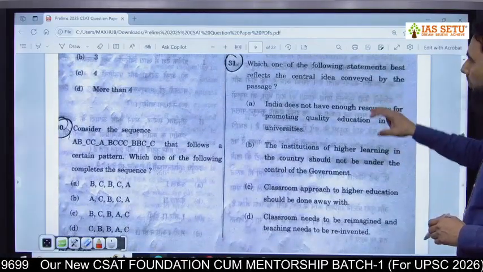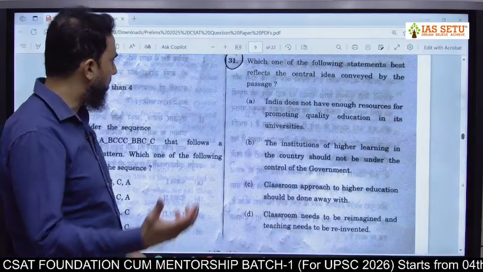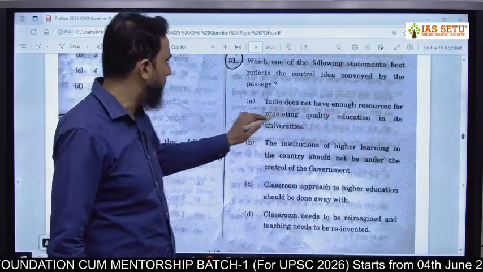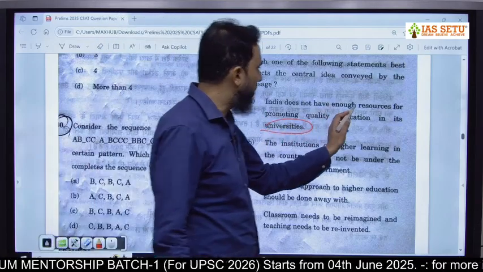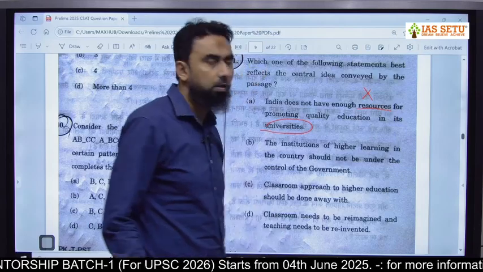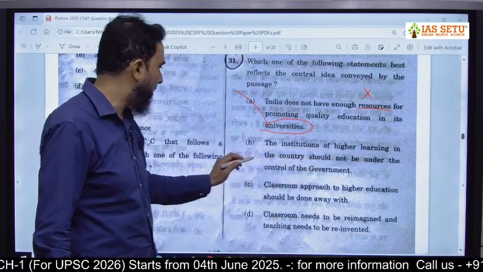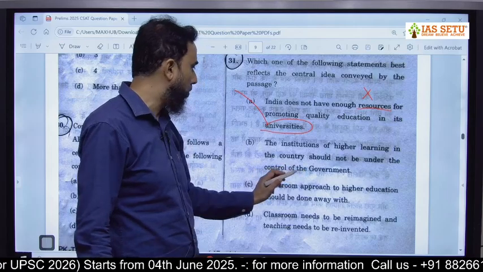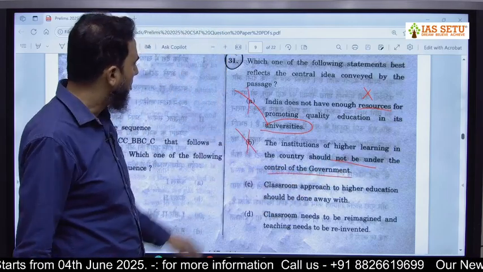Now, the central idea must represent the main component. A says India does not have enough resources for promoting quality education in its universities. There is no discussion on resources given here. Rather, the method has been discussed. So option A is weak. B, the institutions of higher learning in the country should not be under the control of the government. Nothing has been mentioned about the control.